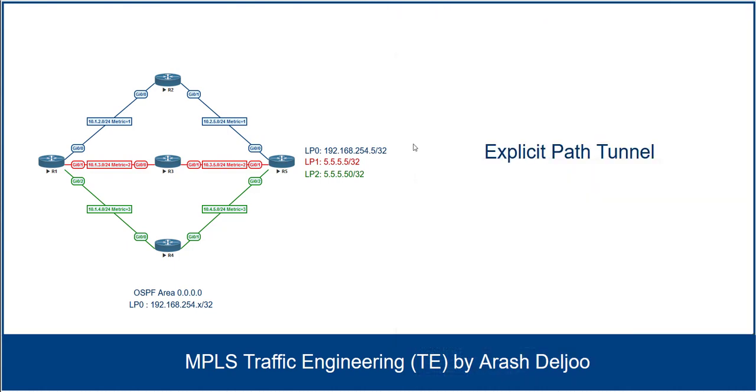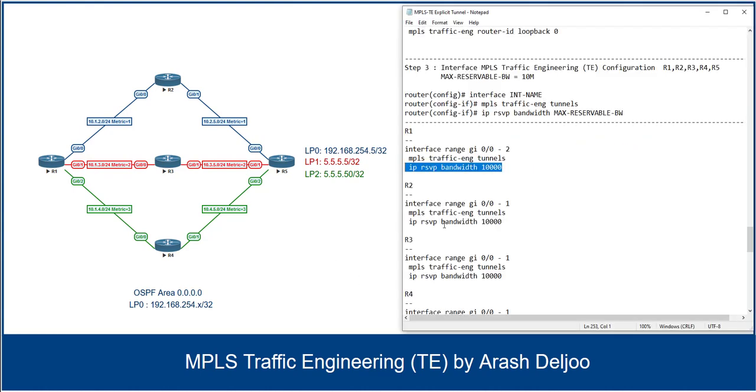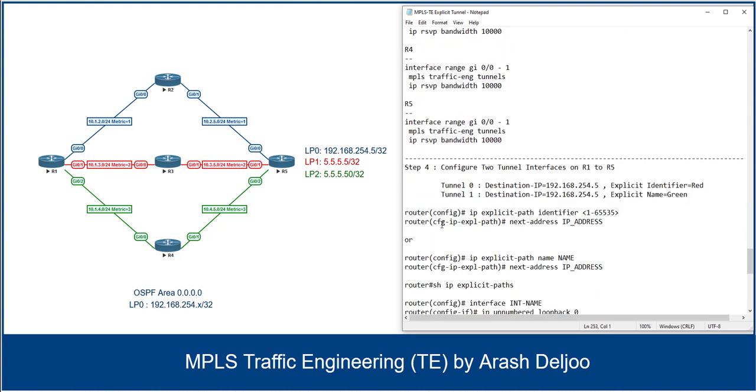This is the next step that we should do. Until now, we configured traffic engineering globally with the mpls traffic-eng tunnels command, and after that we enabled TE on the IGP, and then we enabled traffic engineering on all interfaces, and also RSVP enabled on all interfaces. What is the next step? The next step is step 4.